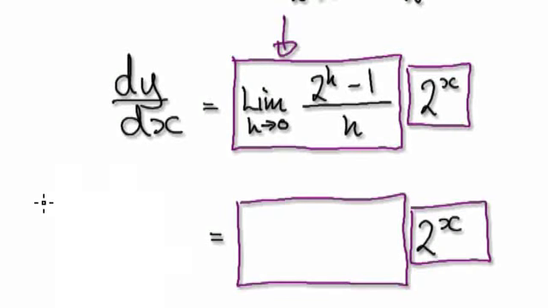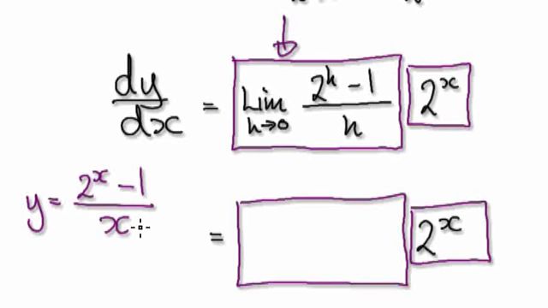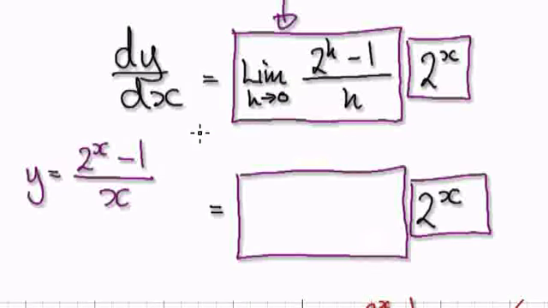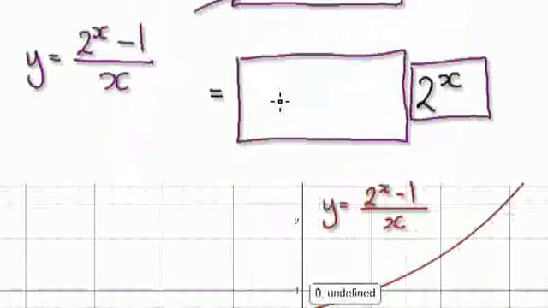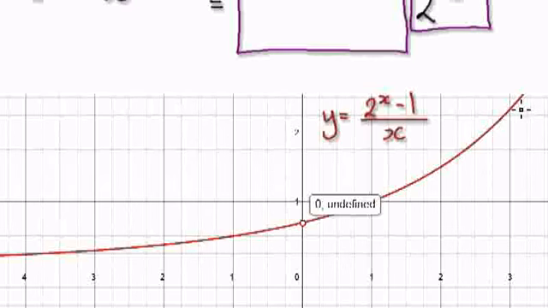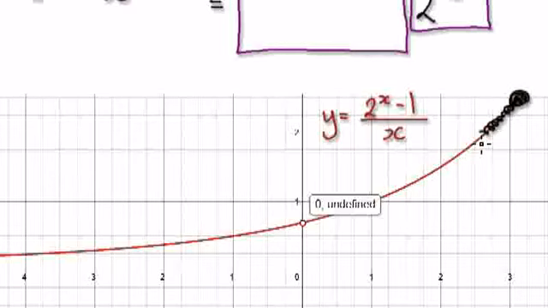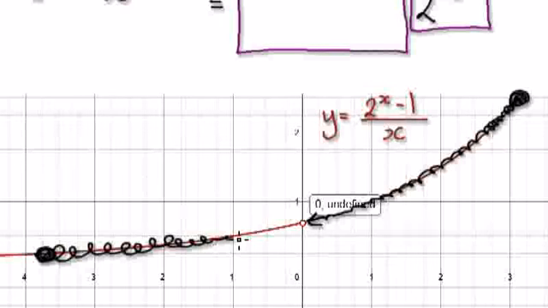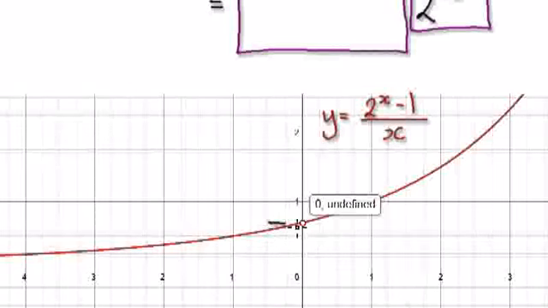If you plot a graph of y equals (2 to the power of x minus 1) divided by x, that will give you this graph here. But if you want to work out the limit as h approaches 0, that's the same as looking at this graph, starting from here and slowly approaching 0 here. That's what it means to take the limit as h tends to 0. So the limit is going to be right here.